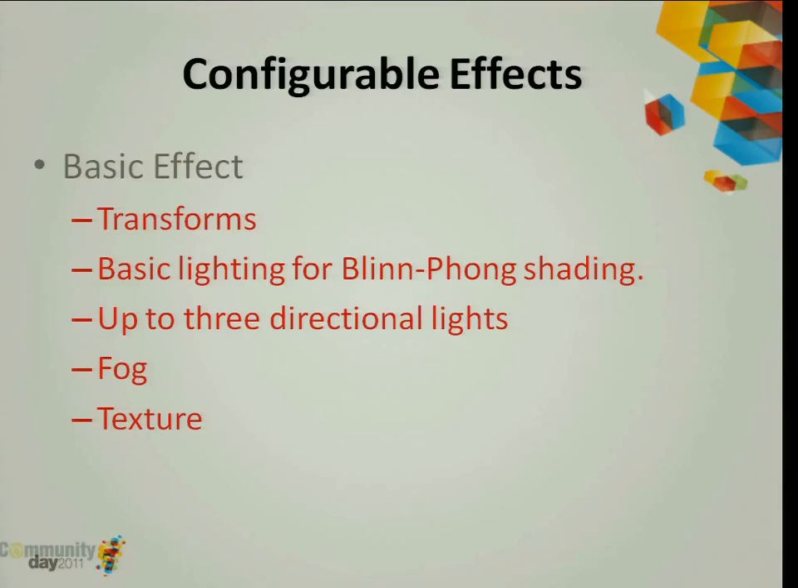In old XNA, basic effect was quite slow. They didn't really care that it was slow because they didn't need all the performance. If you had complaints about basic effect, just write your own shader. That's what they said. But now, because you will often use it when building games for Windows Phone, they had to make sure it performed a lot better. So they updated it. What does basic effect do? It supports transforms, basic lighting, up to 3 lights, fog, and textures. For most of the situations, this will be okay. So it will be the effect you use the most.